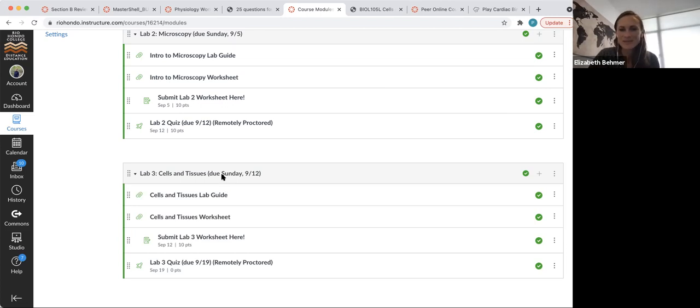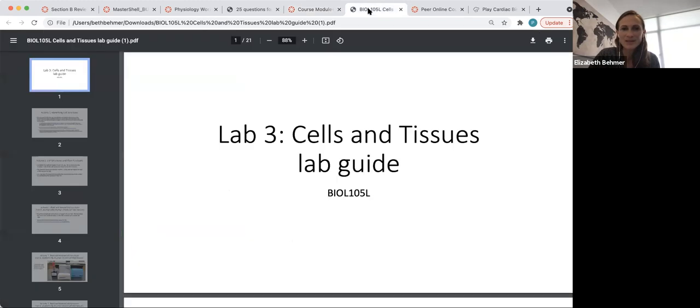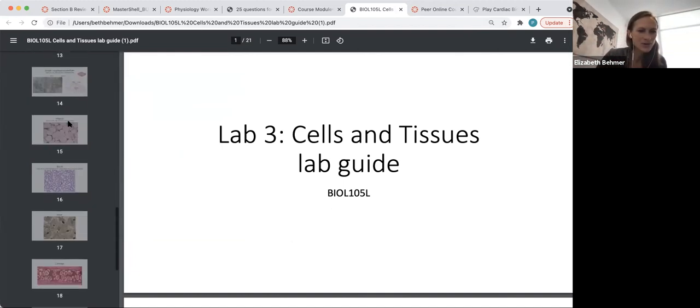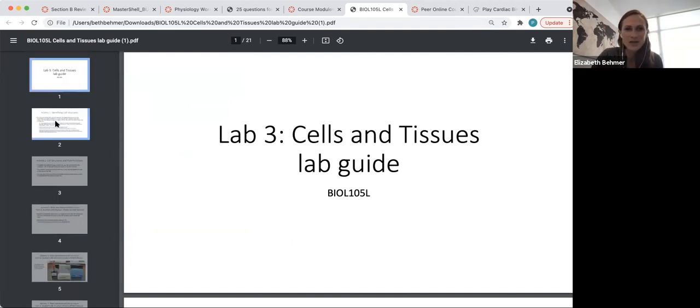So this week we have cells and tissues. I'm going to go ahead and pull up the lab guide. Like usual, I think the lab guides are very well organized so that you can work through the lab guide and the worksheet at the same time. I'll take you through some of them together, but per usual, I'll let you guys work through a little bit on your own.